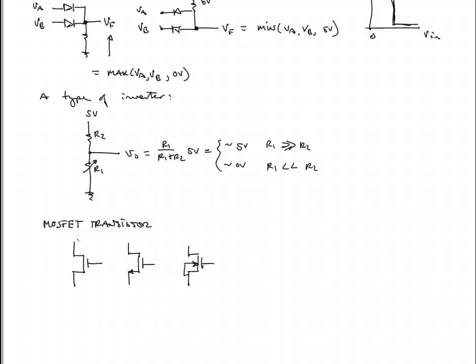Now these all have names to these terminals. D is for drain, G is for gate, S is for source.